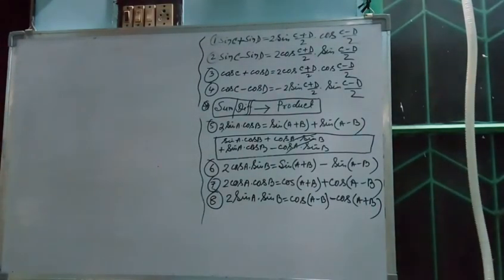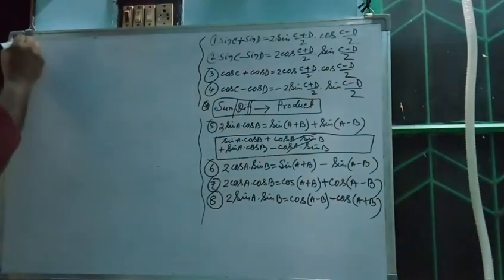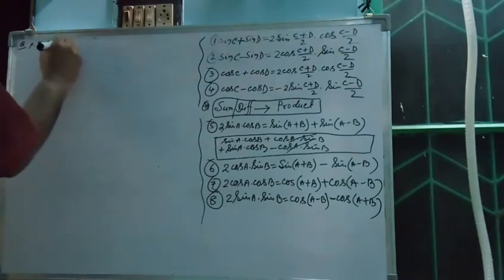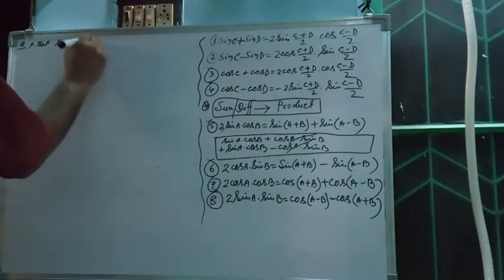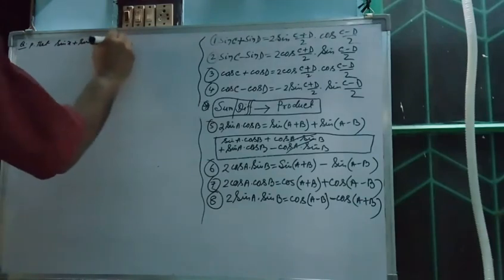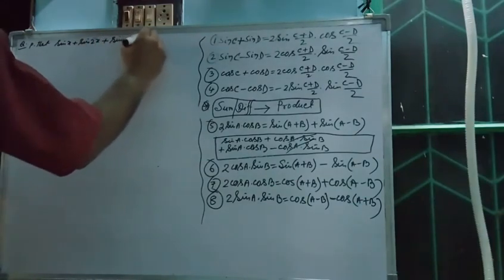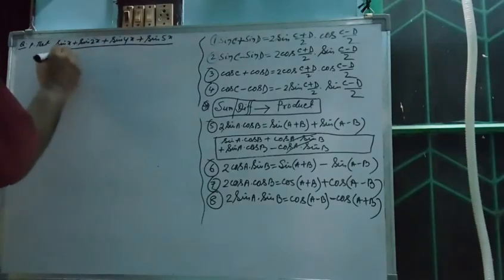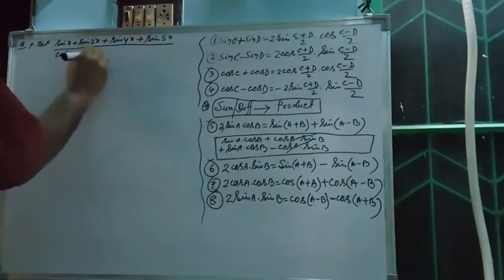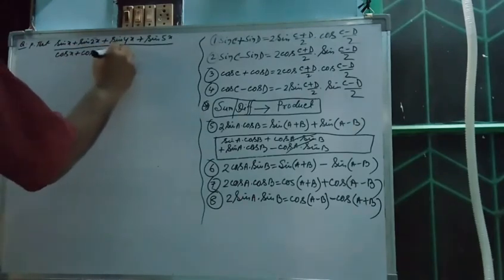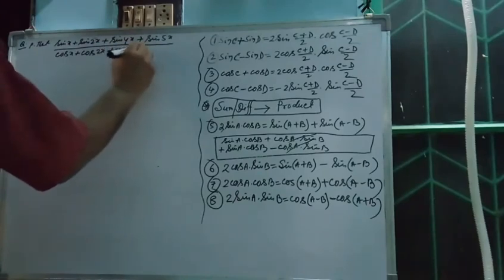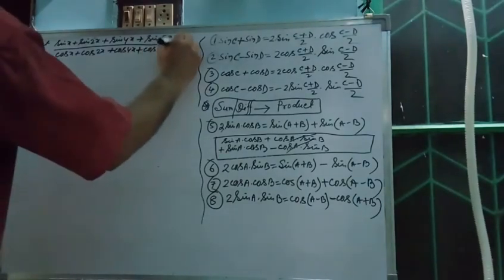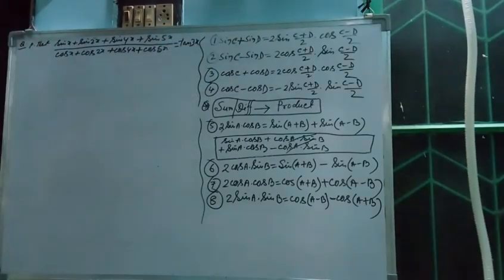Let's move on to the next question. Prove that (sin x plus sin 2x plus sin 4x plus sin 5x) over (cos x plus cos 2x plus cos 4x plus cos 5x) is equal to tan 3x. You have to prove tan 3x.